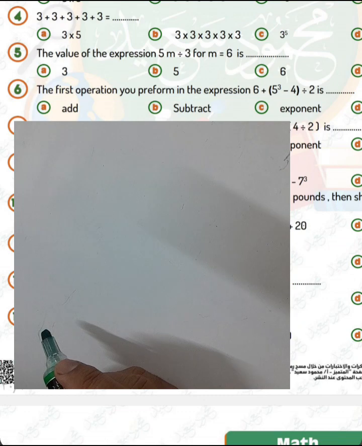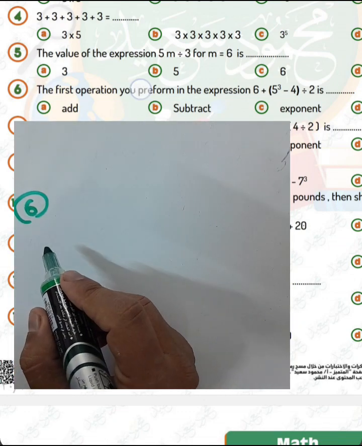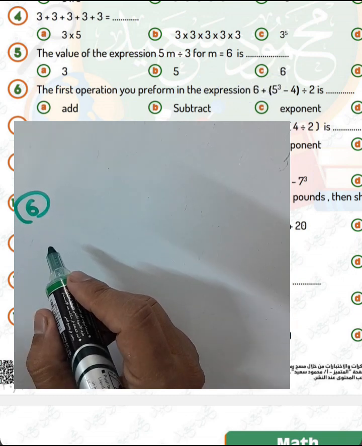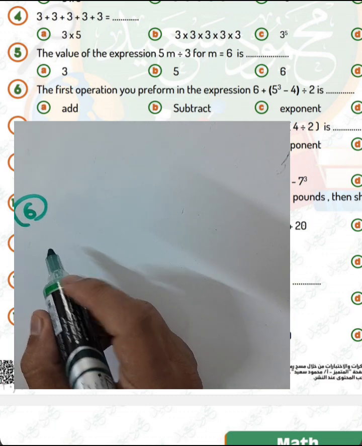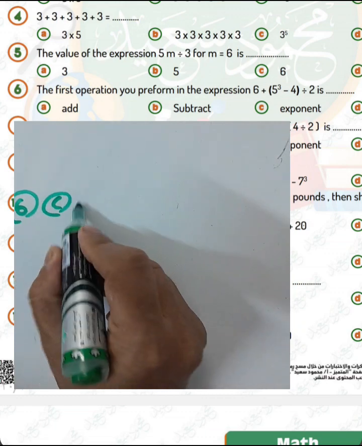Question number 6. The first operation you perform in the expression 6 plus 5 power 3 subtract by 4 in brackets divided by 4. The first operation here is the exponent. We must find the result of 5 power 3. Choose letter C here, exponent first.